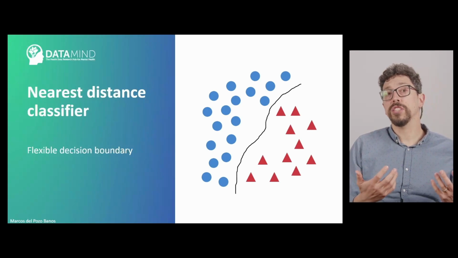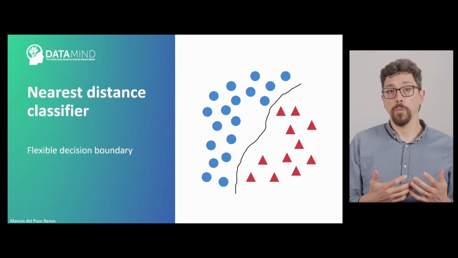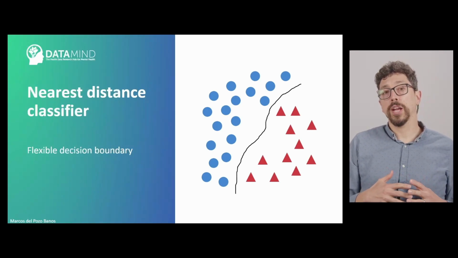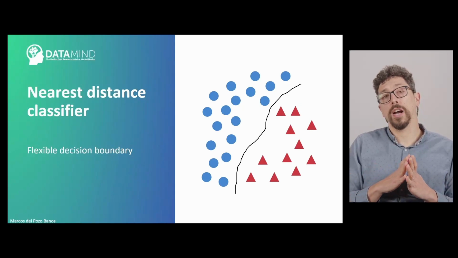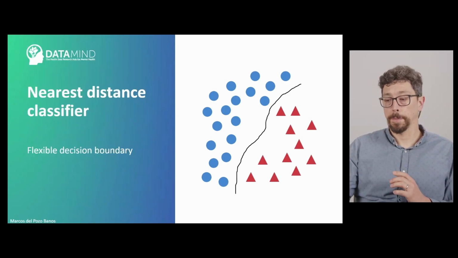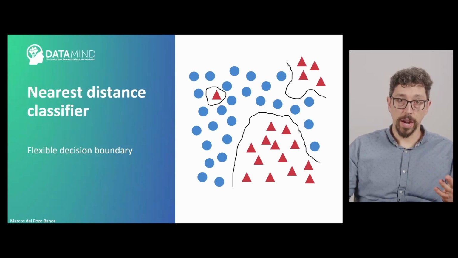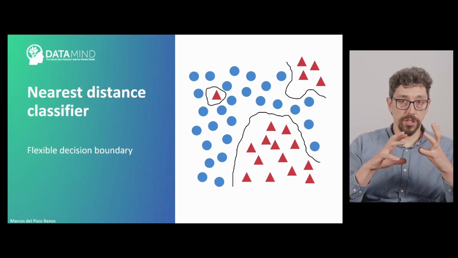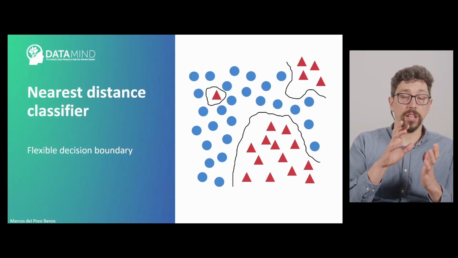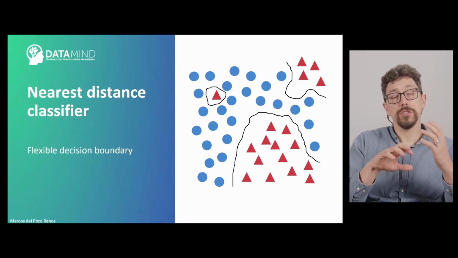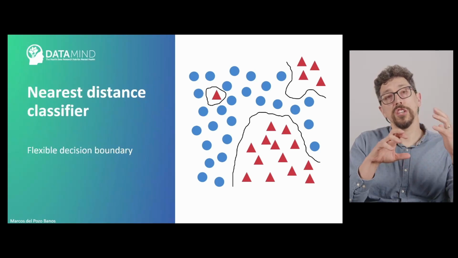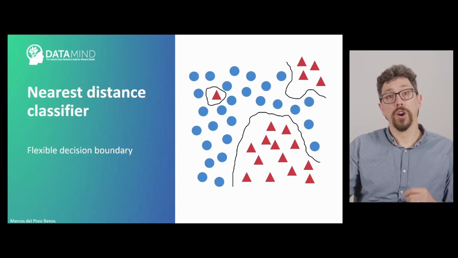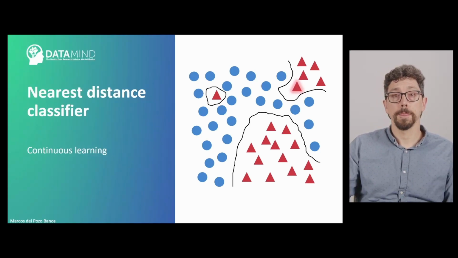So what are the characteristics of the nearest distance classifier? Well, it can generate very, very complex decision boundaries. In this case, we can even see that it can accommodate different regions or non-continuous regions for a single class.